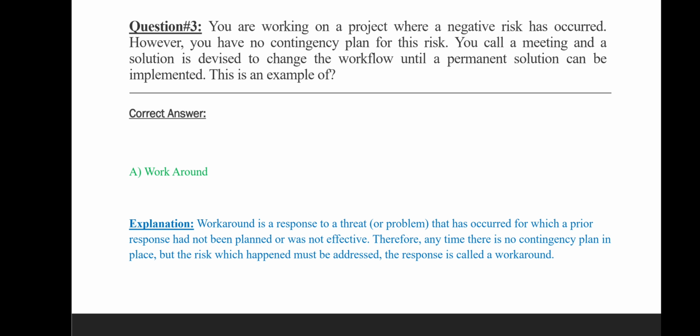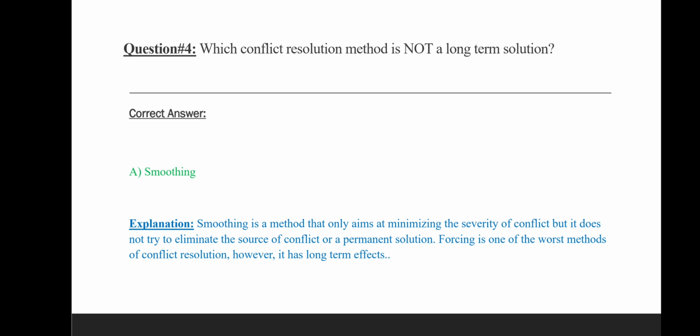Workaround is a response to a threat or problem that has occurred for which a prior response had not been planned or was not effective. As I explained before, for a workaround or such type of risk, we don't have any contingency reserve or any plan, or it was not affected because it's not affecting that much. Therefore, we are keeping them separately in another register which we call workaround. Therefore, anytime there is no contingency plan in place but a risk which happens must be addressed, the response is called a workaround.